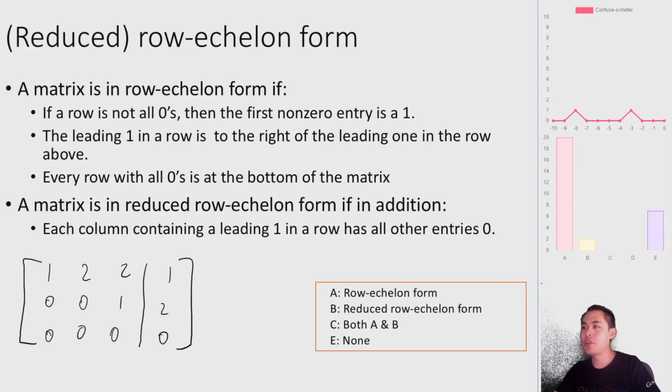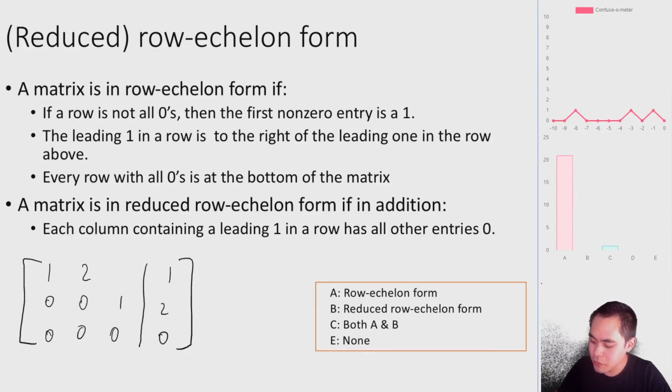Okay, so a lot of people think that this is now in row echelon form, and that would be correct. Yes, this is now in row echelon form, but it's not in reduced row echelon form because we have a 2 above the 1 here. What if I change that to a 0? Let me reset before you guys start replying. So what is it now? A, B, C, or D?